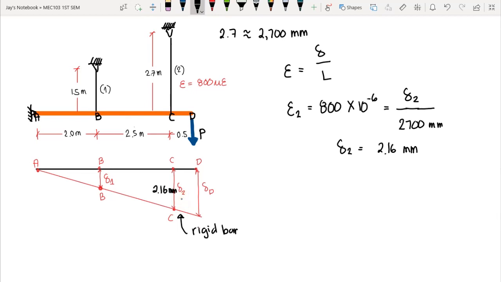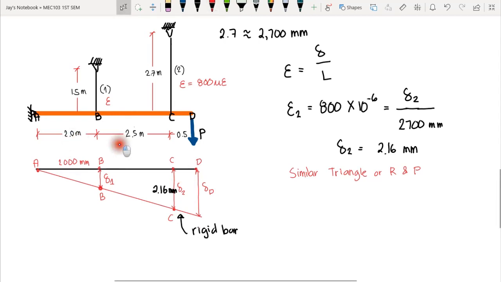Okay? So our goal here again is to compute for the strain of bar 1. But before we can compute the strain of bar 1, we need to compute first the deformation of bar 1. Now, how are we going to compute for the deformation of bar 1? So we have here a similar triangle, diba? Or ratio and proportion. So we can express the relationship of the deformations with respect to their length from point A. Now we know from A to B we have 2,000 millimeters, tama? And from A to C, we have 2 plus 2.5, we have 4.5, correct? So we have here this length, which is 4,500 millimeters.